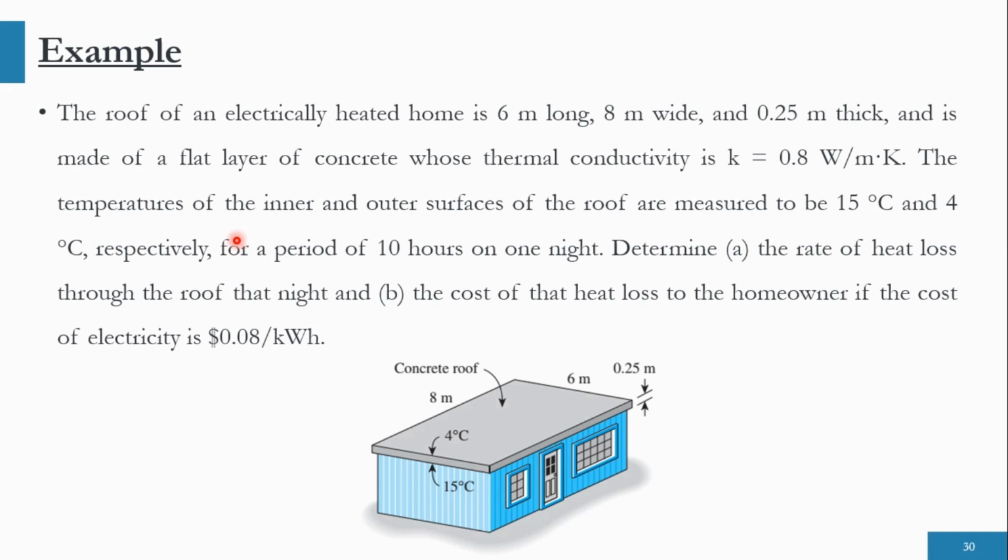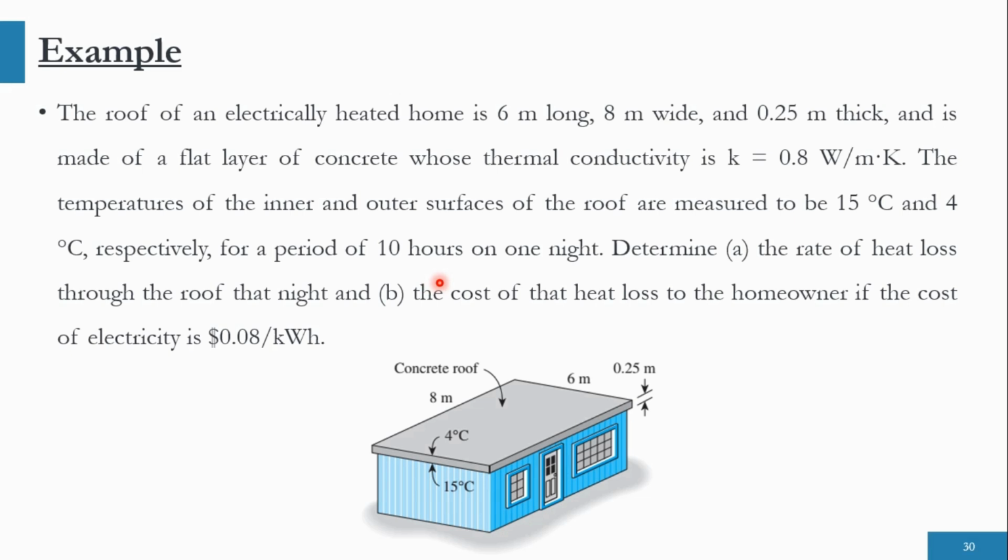So let's solve an example, and the example statement is: the roof of an electrically heated home is 6 meters long. As you can see in the figure, it is 6 meters long, 8 meters wide, and the thickness is 0.25 meters, and it is made of a flat layer of concrete, the thermal conductivity of which is 0.8 watt per meter per Kelvin. The temperature of the inner side, which is this one, is 15 degrees centigrade, while that of the outer side is 4 degrees centigrade for a period of 10 hours on one night.